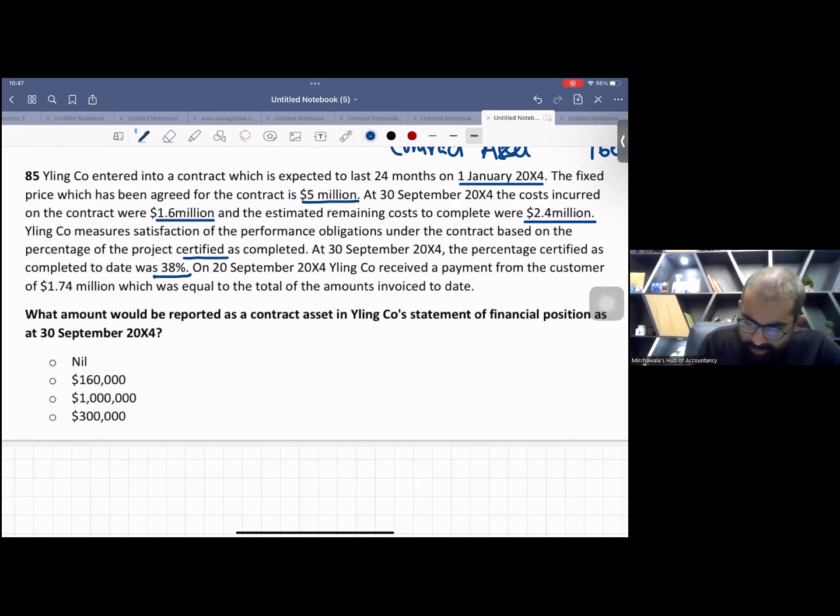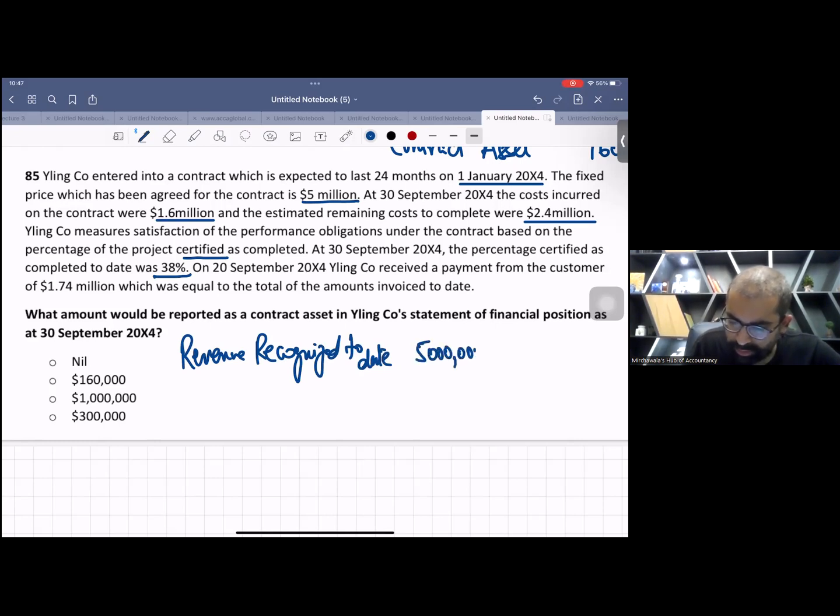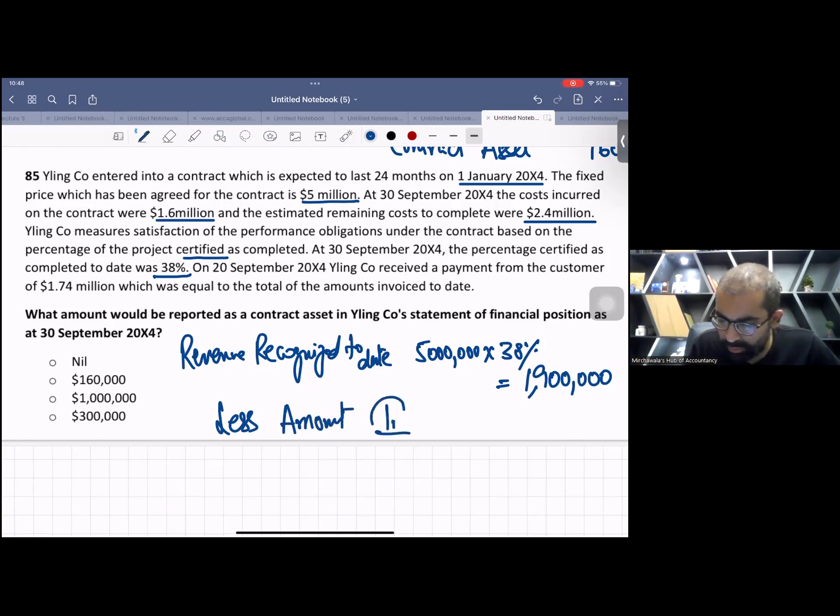Now wait. Revenue recognized to date is 5 million multiplied by the stage of completion, 38%. So 5 million times 38%. Come on, do it. Yes, 1.9 million, less amount invoiced.